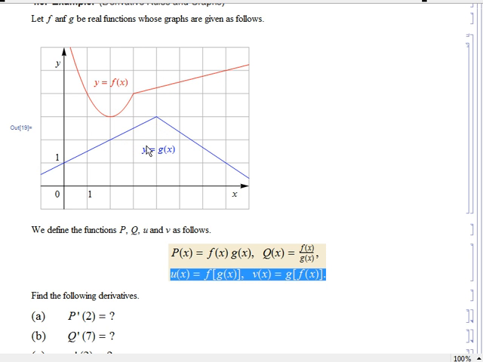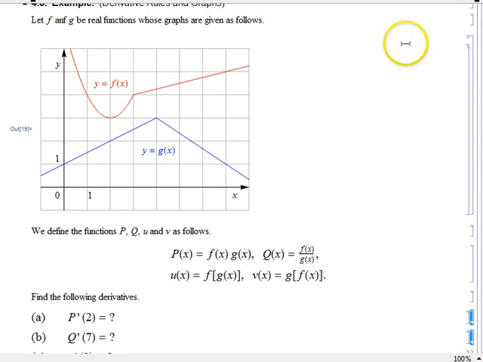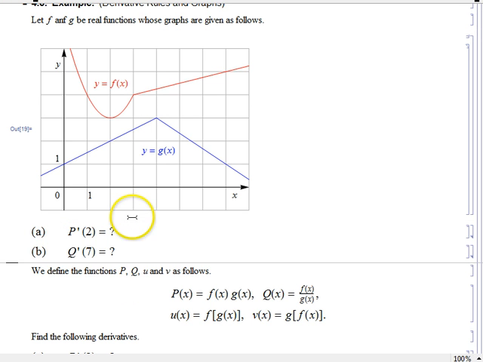Please note that the majority of f and g consists of line segments. So the tangent line is the line segment itself, and that slope is easy to find. Let's answer these two questions. What is p prime of 2 and what is q prime of 7? I had better copy these over here so that you can see the graph and the answer together in the same viewing window.